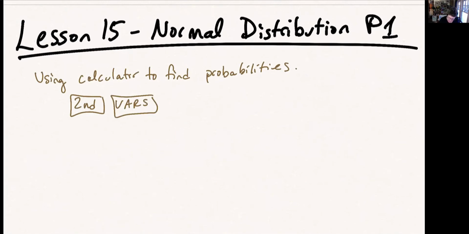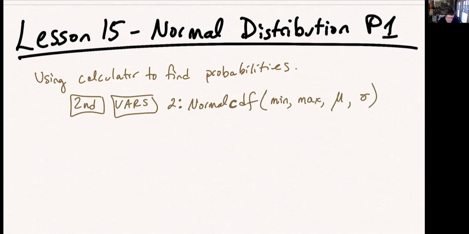So here we're using 2nd normal CDF. And it's normal because it's a normal distribution. And it's C, just like the C in the binomial, the C means cumulative. And what we're going to be putting in is the min, max, mean, and then the standard deviation.